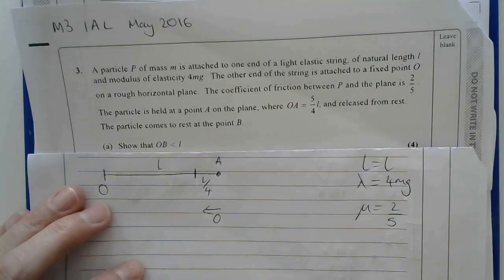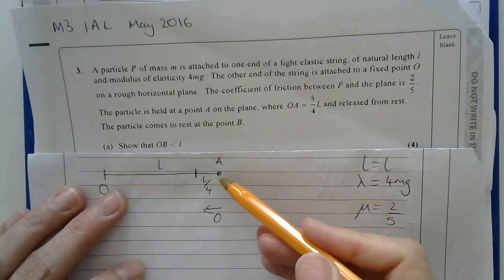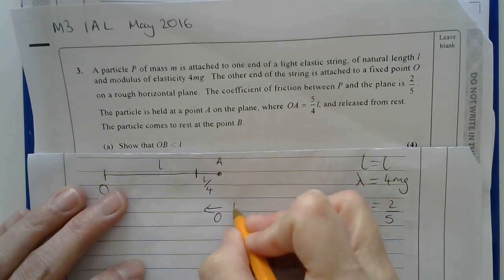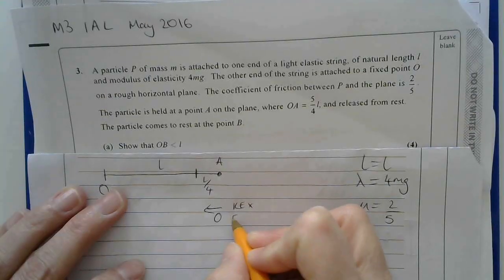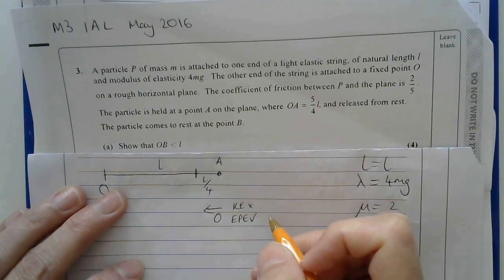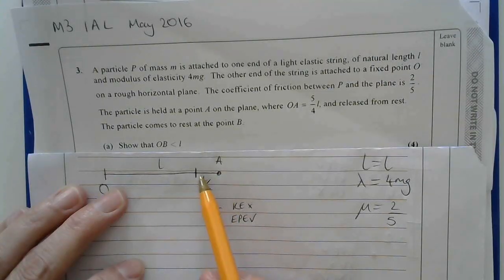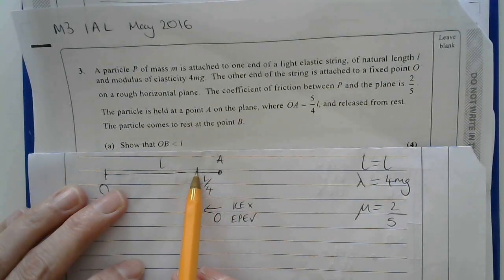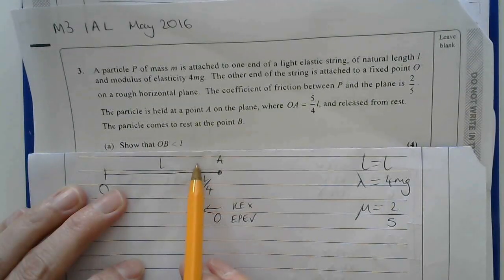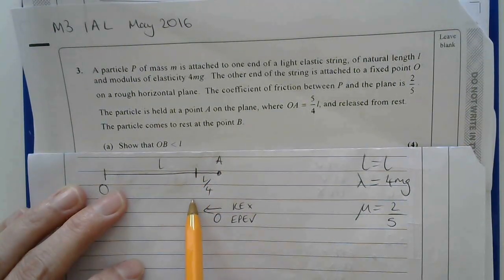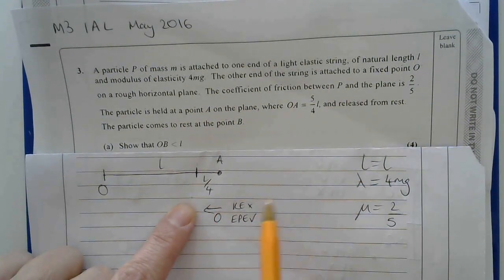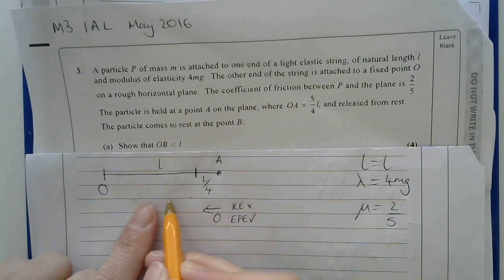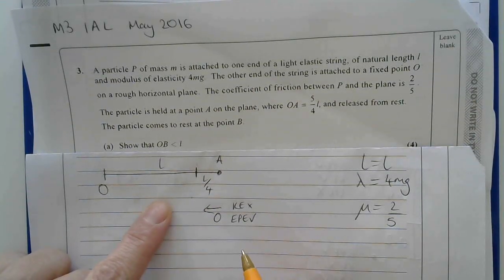Okay, so what is going to happen is when it's here, there's no kinetic energy. There's some elastic potential energy, and up to this point here there will be some elastic potential energy. But when it gets to this point where you get the natural length, the elastic potential energy will be 0. And because this is a string and not a spring, once it moves over here, there's no change in the elastic potential energy as it moves.